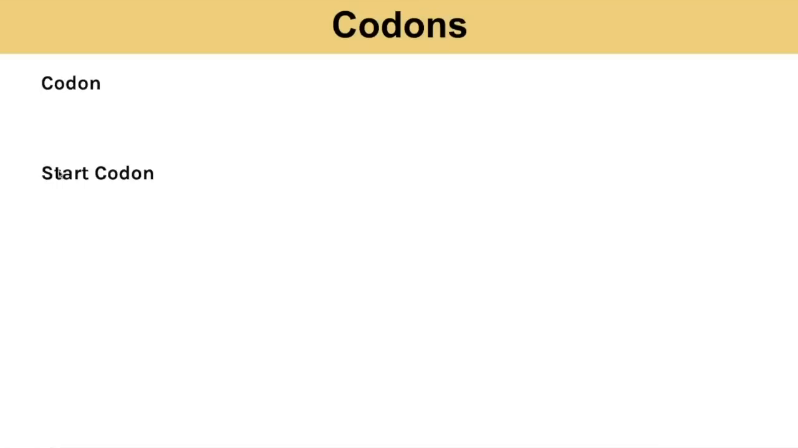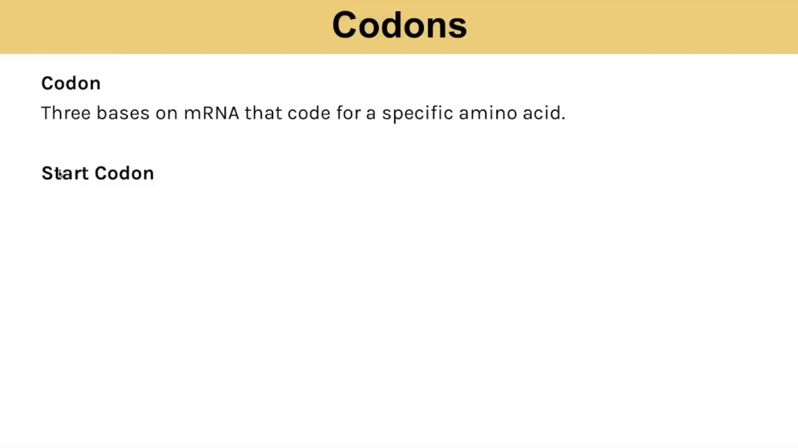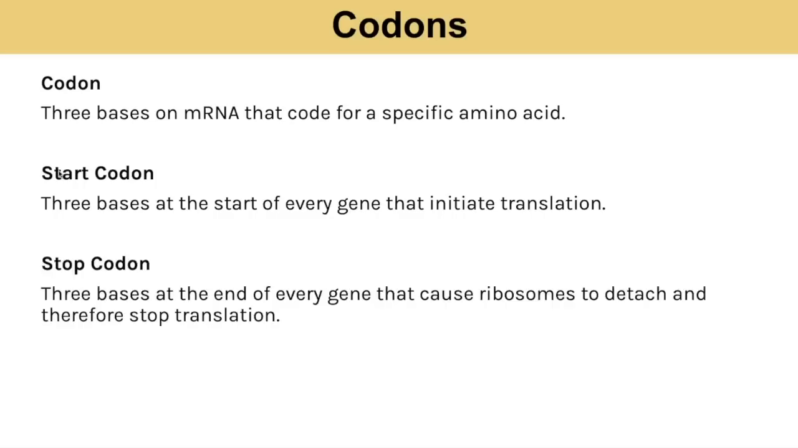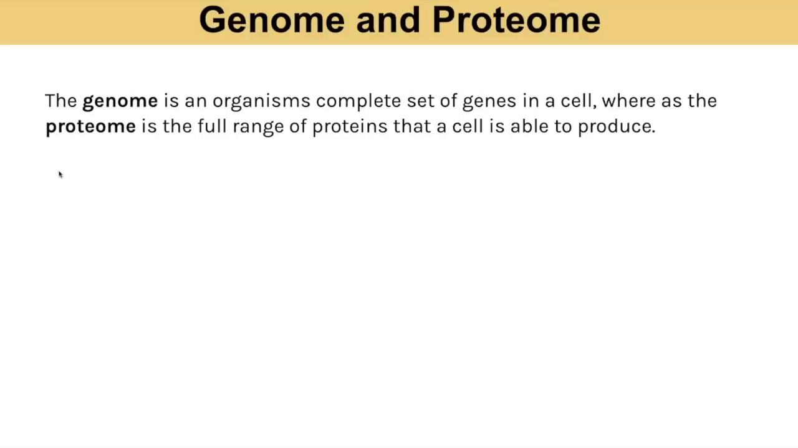And when we say codon, a codon is 3 bases on mRNA that codes for a specific amino acid. A start codon is 3 bases that you find at the start of every gene, and that is what initiates translation to occur. A stop codon is the final 3 bases that you have at the end of every gene. And those 3 bases will cause the ribosome to detach during translation, and therefore it stops the translation of the polypeptide chain.